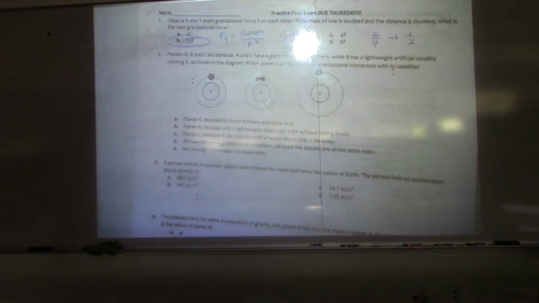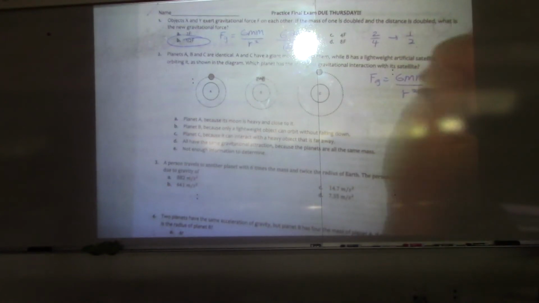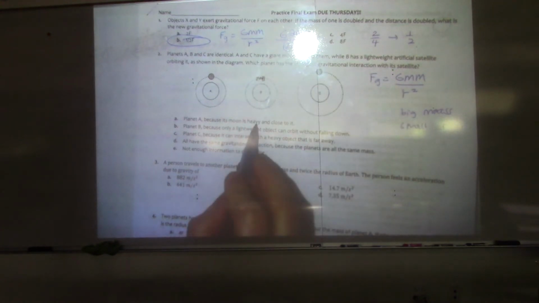Planets A, B, and C are identical. These two are giant moons. This is a lightweight, which is the strongest gravitational interaction, so I meant to put force there. Basically, if we're looking at this equation, to get a big force, you want big mass and small distance. So the one that has a big mass and small distance is A, because it's big mass and close.